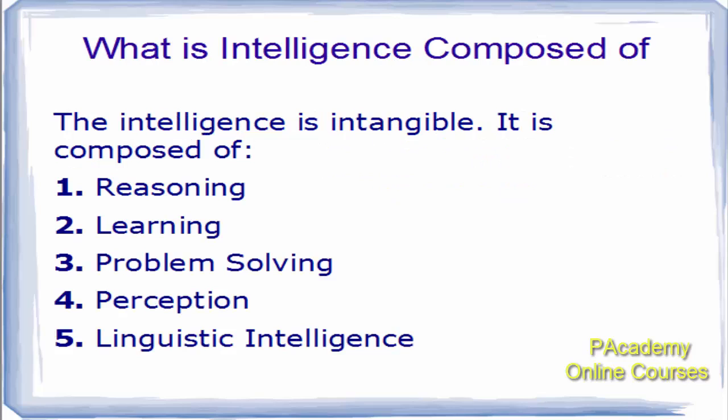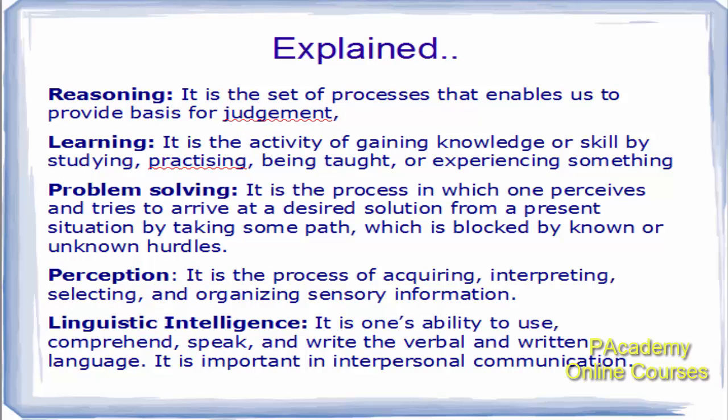What is intelligence composed of? Intelligence is intangible. It is composed of reasoning, learning, problem solving, perception and linguistic intelligence. If you break down each of those, explaining further.